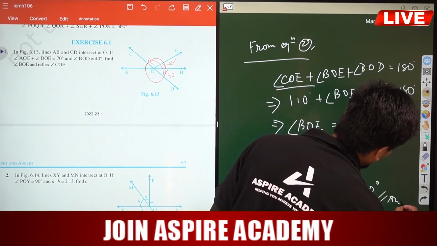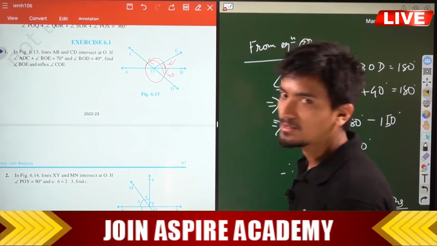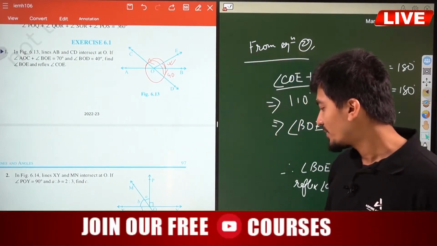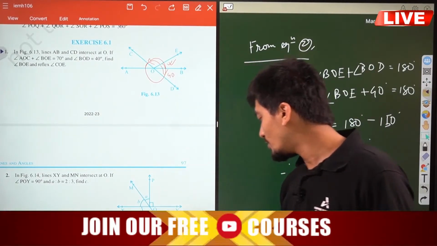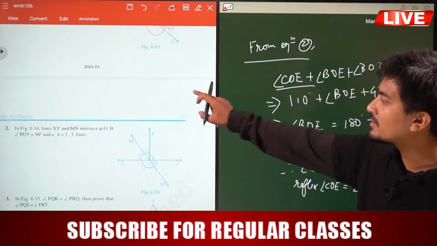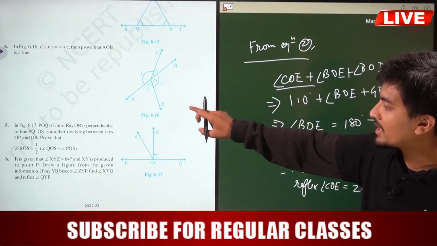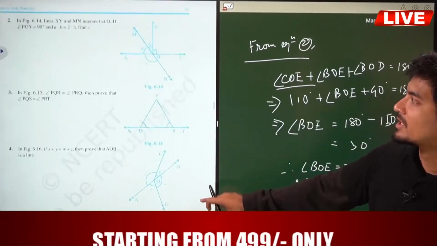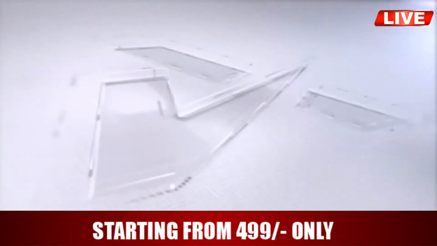Hence, this is the required answer. Okay, this is how you can find the required answer. So I have taught you the basic things. Now in the next class we will be completing this exercise and move on to the next part, that is parallel lines and a transversal. Okay, thank you.